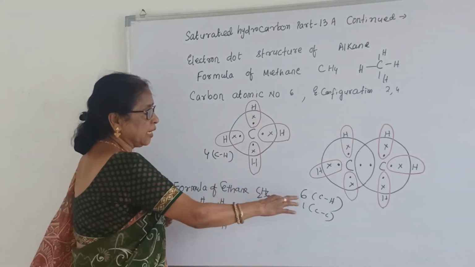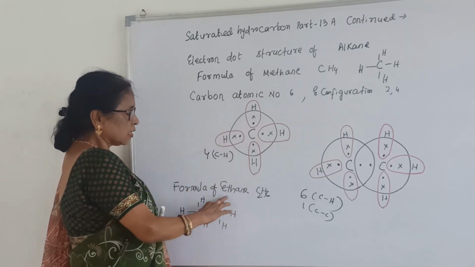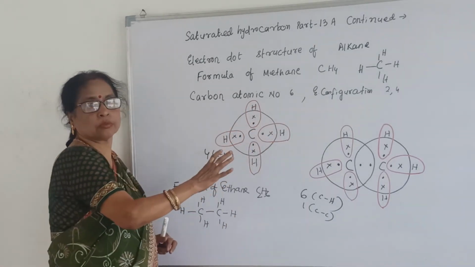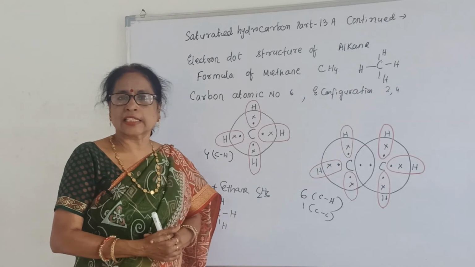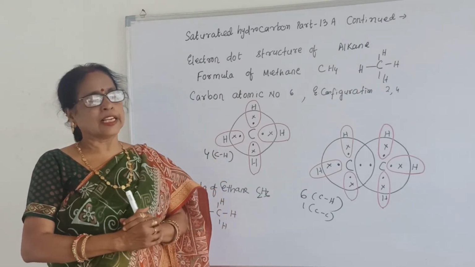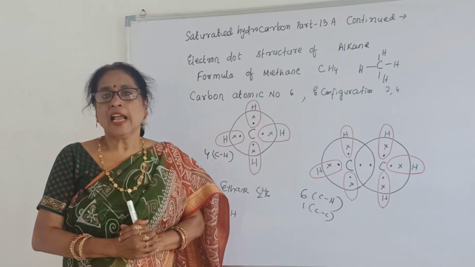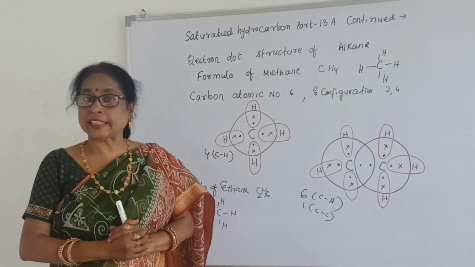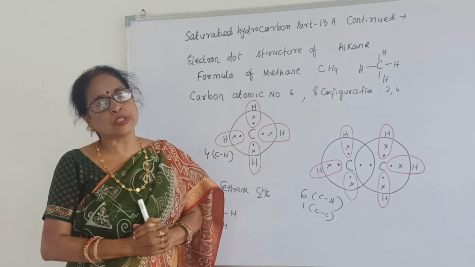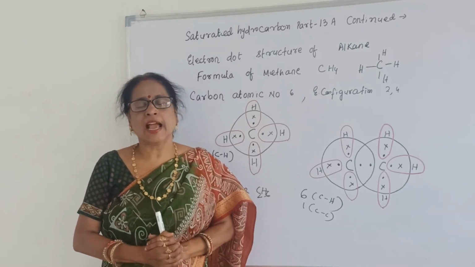And here how many? 6 CH bonds and 1 CC bond, and in methane simply how many CH bonds? 4 CH bonds. 1, 2, 3, 4. I think it is clear to you. I have already explained this in covalent molecules, I think in the previous part. I hope it is clear. In the next part, 13B, on saturated hydrocarbons, I will continue with the isomerism of butane, pentane and hexane.